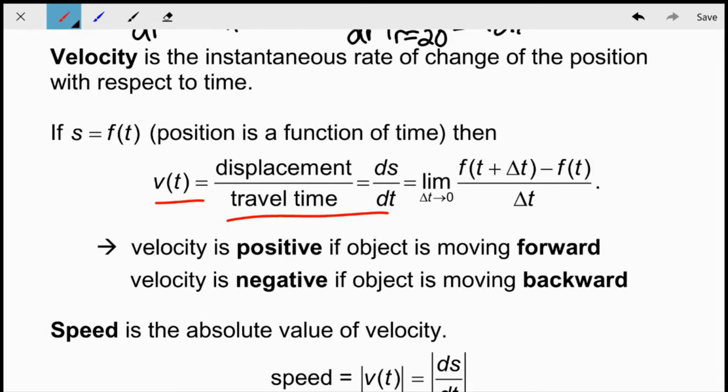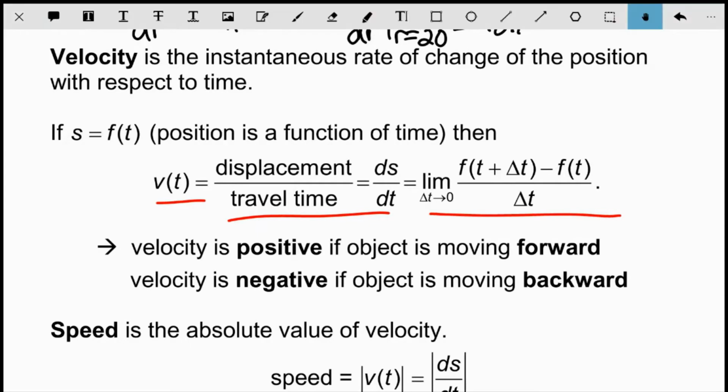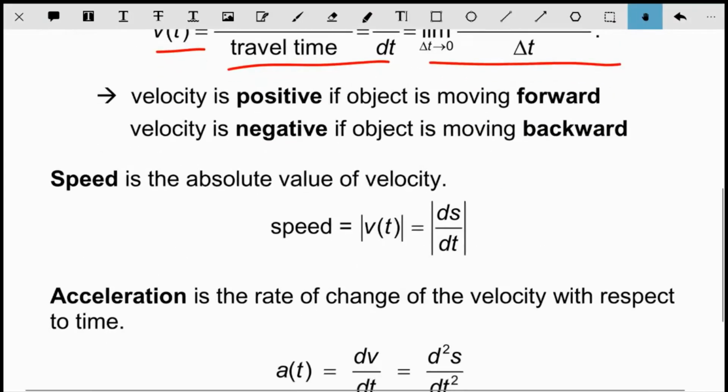If I apply a limit to that and now say, okay, let me get the change in position over change in time for an infinitely small time interval, that's going to give me an instantaneous rate of change, or the velocity, which is going to tell me how fast something is moving, and it's also going to tell me which direction it's moving. So remember, velocity is going to be a vector quantity. It's got a magnitude and it's got a direction. So velocity is positive when we're moving forward, negative when we're moving backward. So for now, and really mostly in this class, we're only going to have motion in one direction.